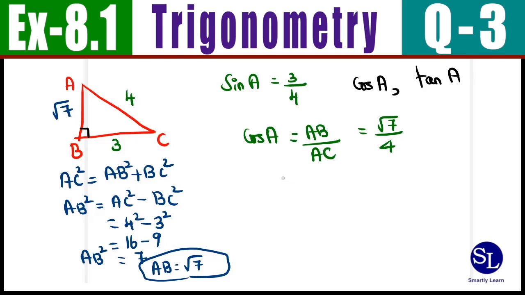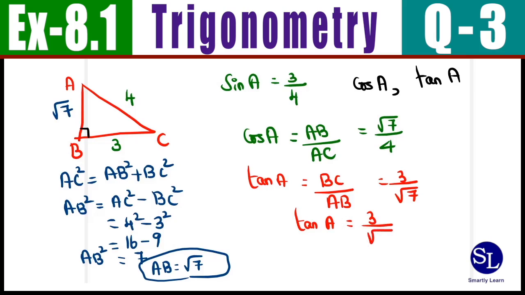Now let's compute tan A. So tan A is nothing but opposite side by adjacent side. So in this case, it is BC divided by AB, which is equal to 3 divided by root 7. So this is the tan A value. This is the one place where you don't need to rationalize an irrational number. Leave it like this, then that's more than enough.